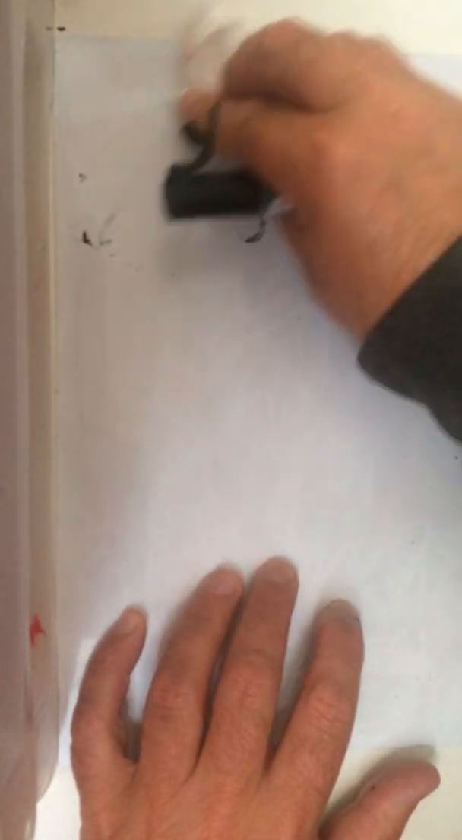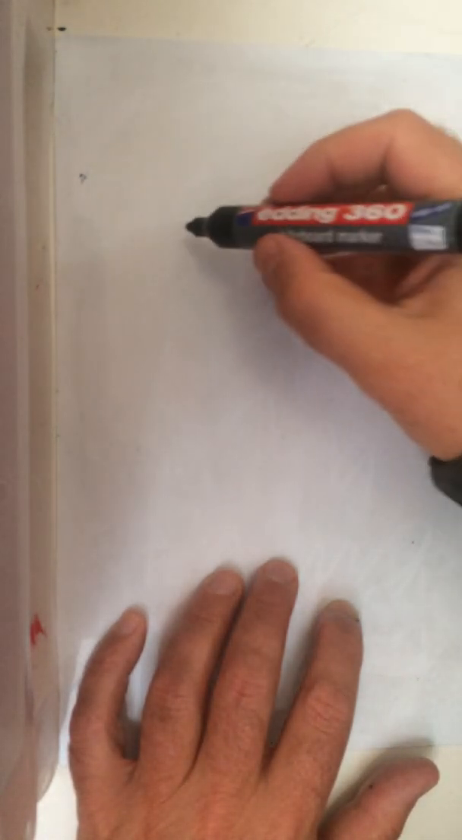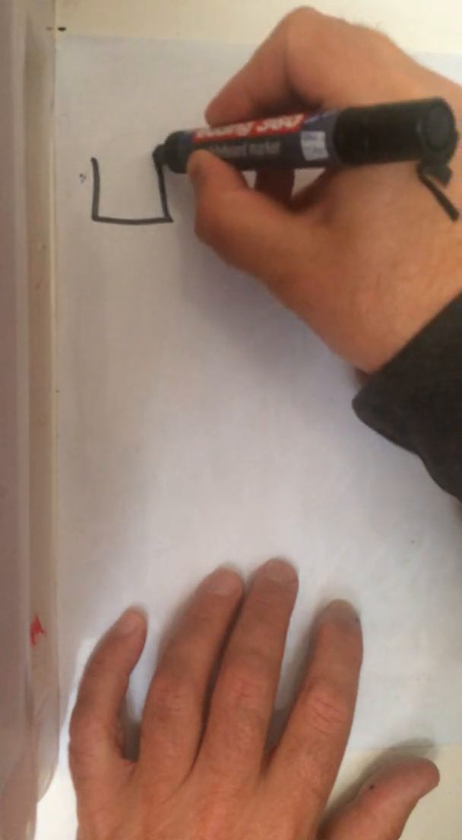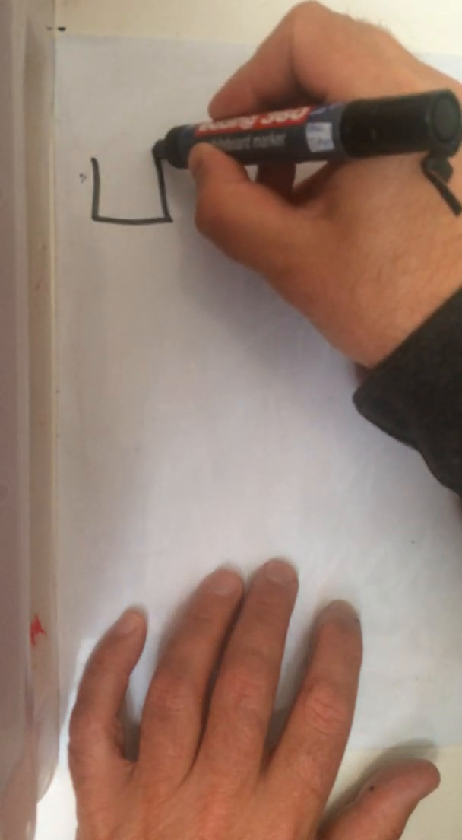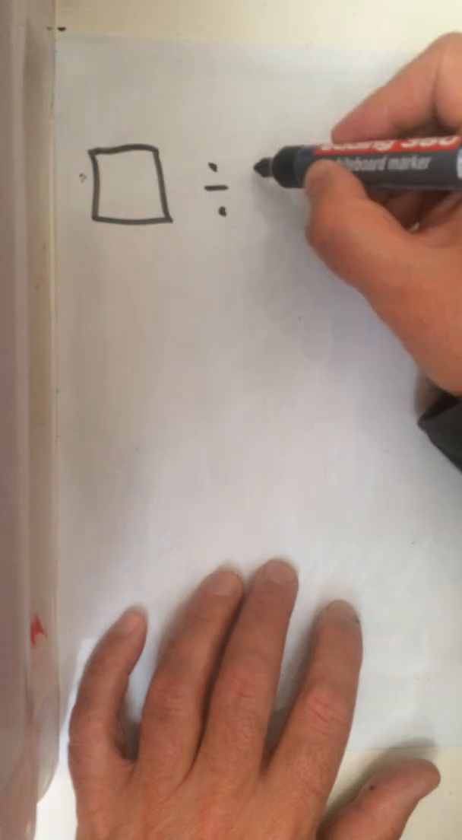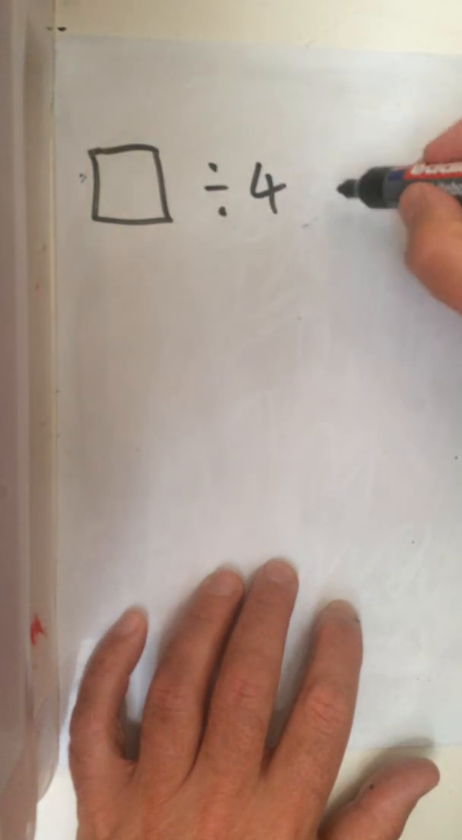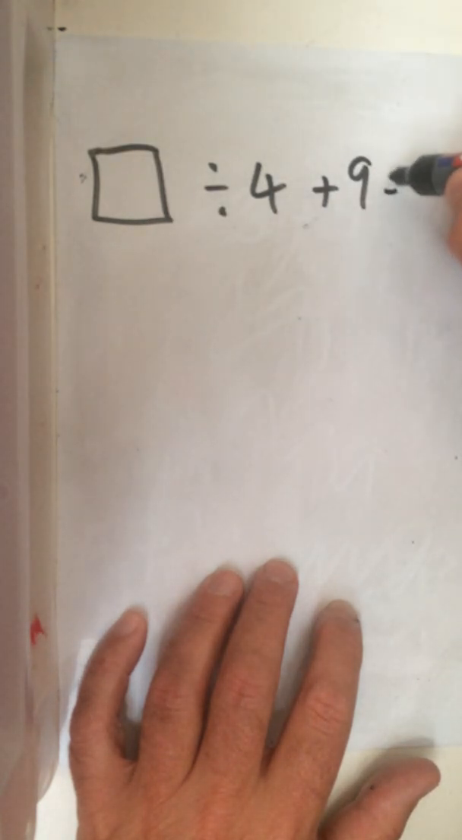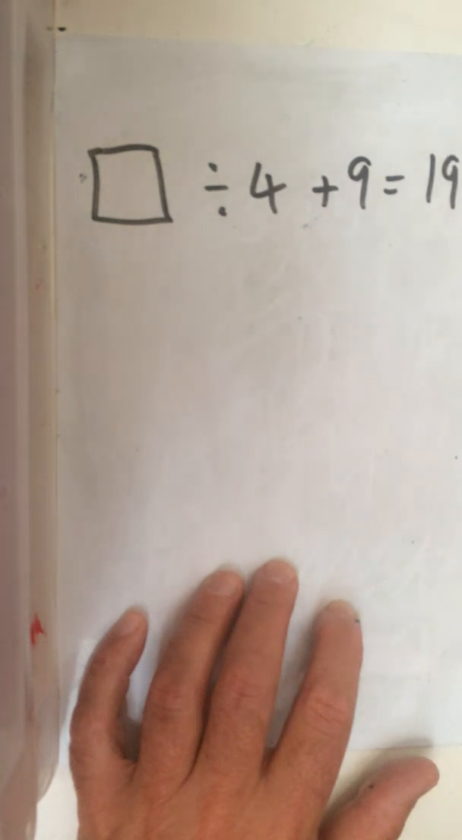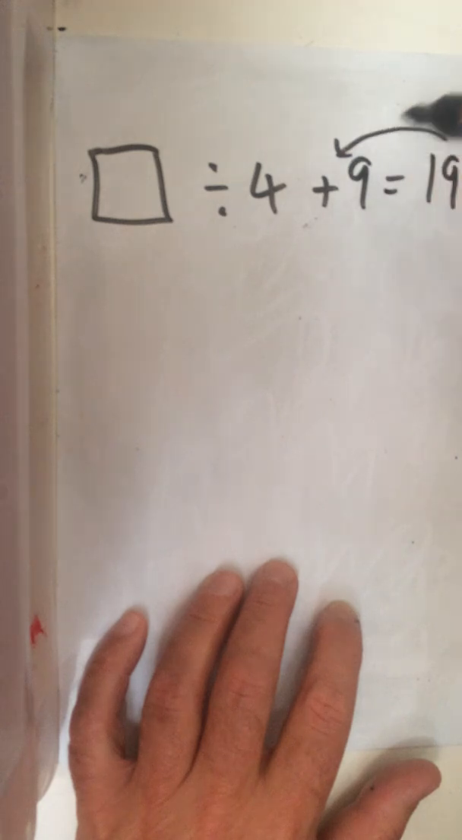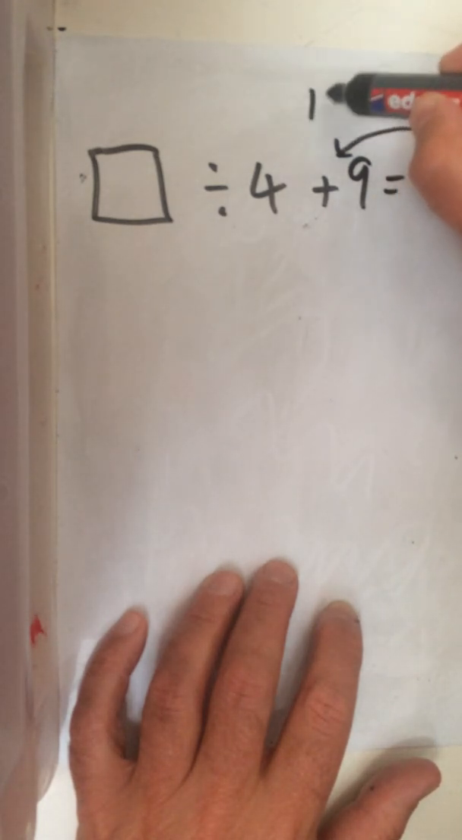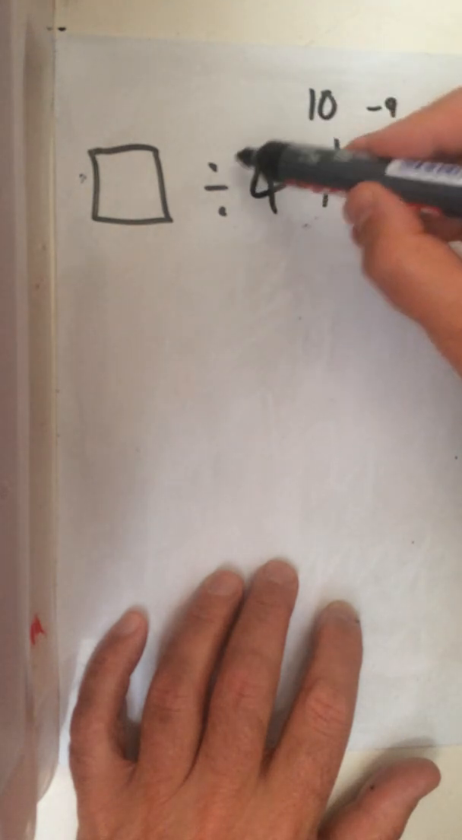One more, and then you can do a few of these yourself, and we'll show how it works with the function machines that we did in the last lesson. So I've got this, I'm going to divide that by 4, and I'm going to add 9, and it should give me 19. So again, let's go the opposite way. Instead of adding, I'm going to take away 9, which will give me 10.